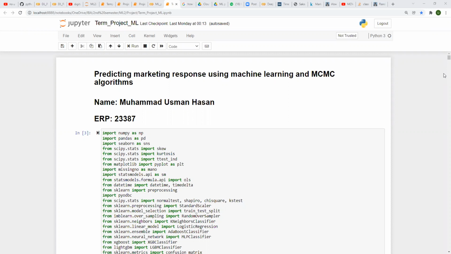I'll be presenting my ML2 project, which will be based on predicting market response using machine learning algorithms in contrast with MCMC algorithms.